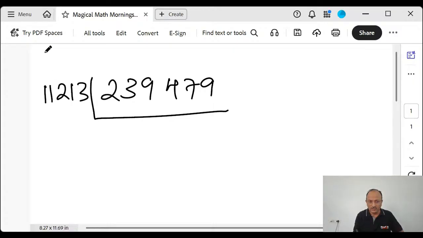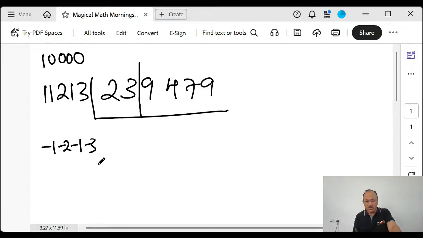Okay, 11213 is close to 10,000. The base contains 4 zeros, so separate 4 digits for the remainder, and then write the complement of this. You will get -1, -2, -1, -3. Either you can write like this, or there is one more notation that can be used. 1213, wherever minus is there, we'll put a bar. Start this and try and put the answer in the chat.